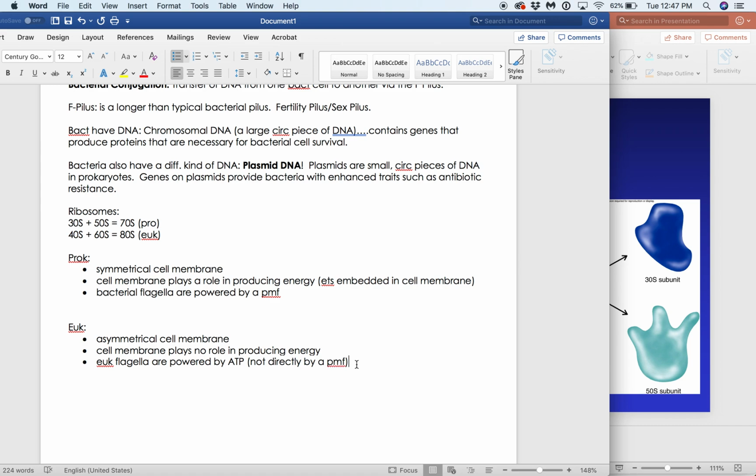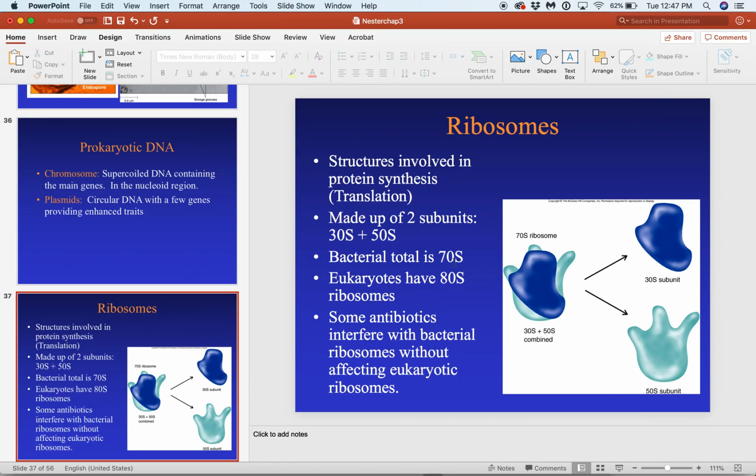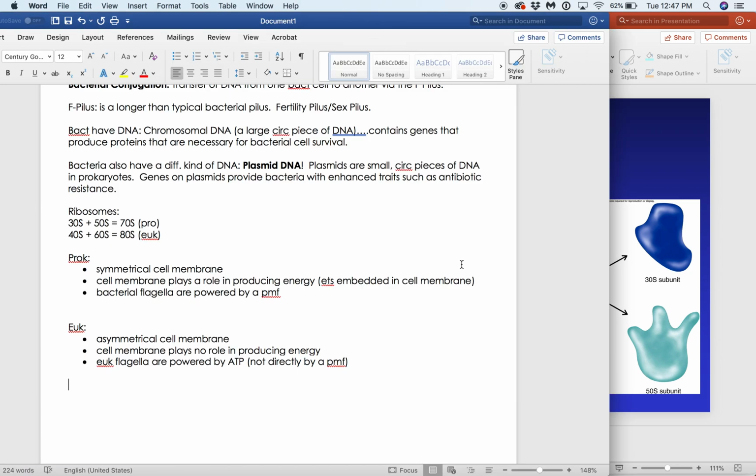So there we go. Those are some things to add to that list. I should also note that ribosomes are made up of ribosomal RNA. So let's get back up to here too. Ribosomes. Made of ribosomal RNA. That little r stands for ribosomal.